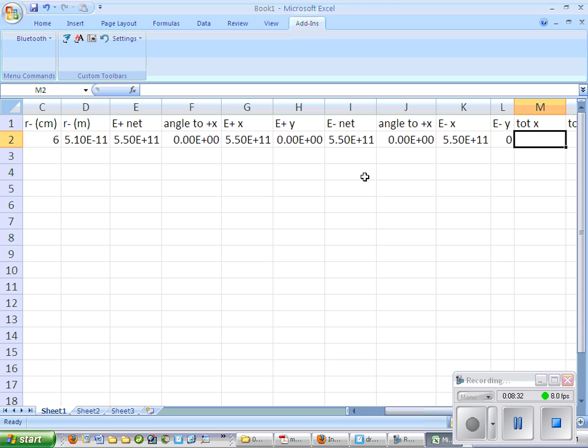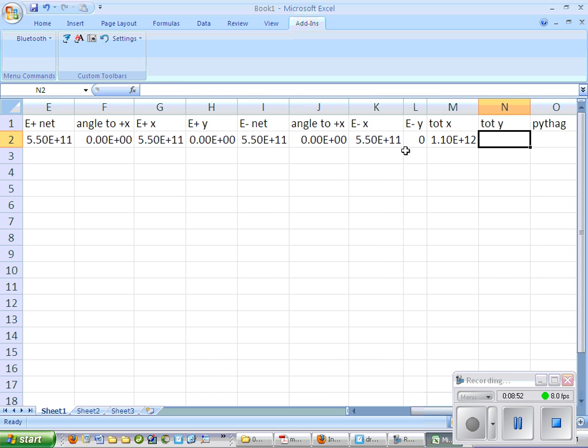All right, now we're adding the vectors together. Well, the total x component will equal the x component from the positive charge plus the x component from the negative charge right here. Remember that negative indicates the negative charge, not a negative value of the component. The total y component will be the y component of the positive charge, which is 0, plus the y component of the negative charge, which is also 0. So that answer will be 0.